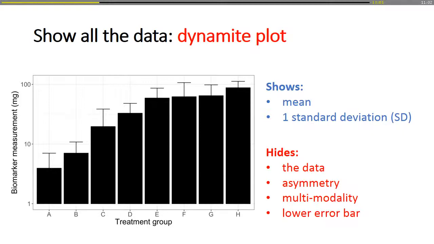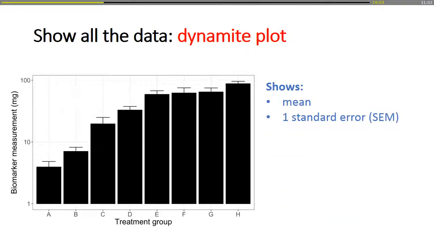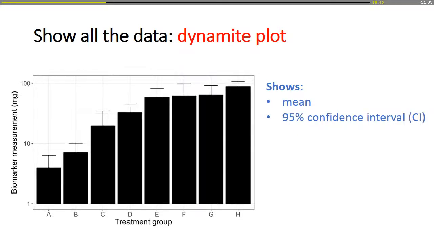What's an annoying point about dynamite plots in particular, and why a lot of statisticians really dislike them, is that when they're presented, here it's plus one standard deviation. Sometimes people present them with plus one standard error of the mean. Sometimes people publish them with the upper 95% confidence interval limits, and they just don't tell us what they are displaying. And so that adds further confusion.